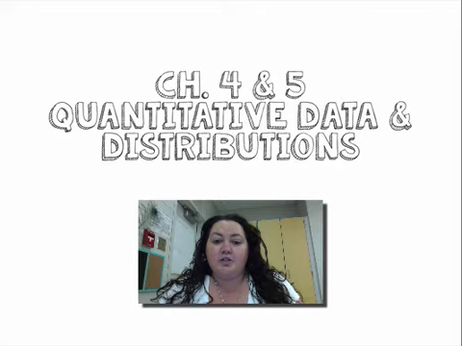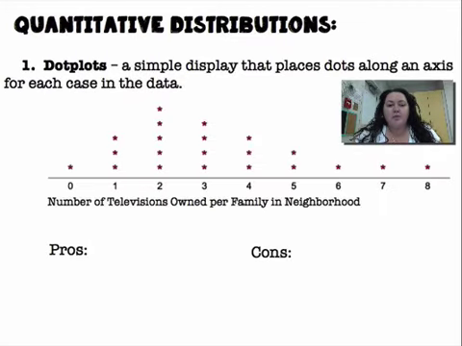Alright, this video is for quantitative data and distributions. So, quantitative distributions. One type of quantitative distribution is the dot plot. This is a simple display that places dots along an axis for each case in the data.